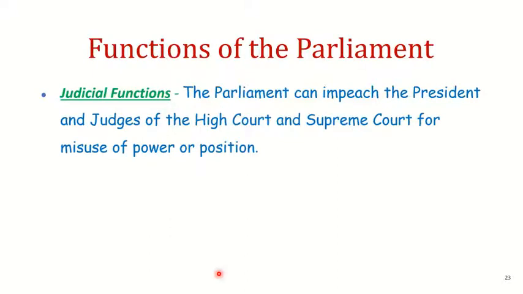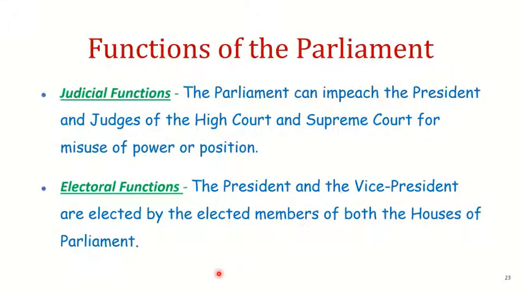Now, let us see the functions of the parliament. The judicial functions: a parliament can impeach the president and the judges of the High Court and Supreme Court for misuse of power or position. And the electoral function says that the president and the vice president are elected by the elected members of both the houses, that is the MPs.